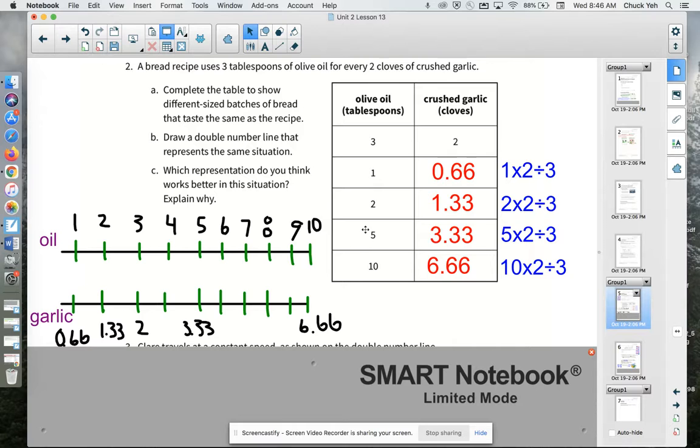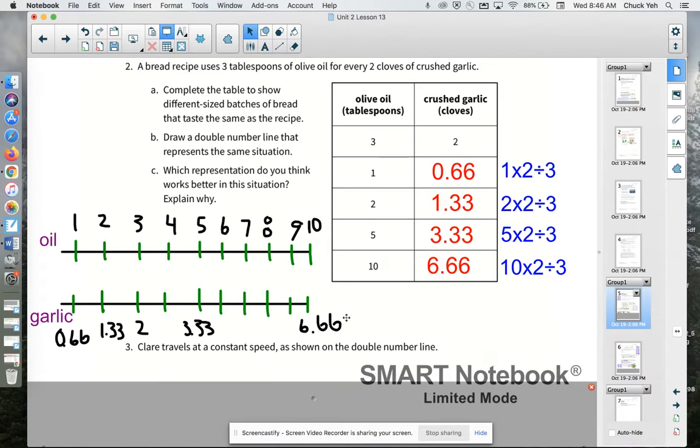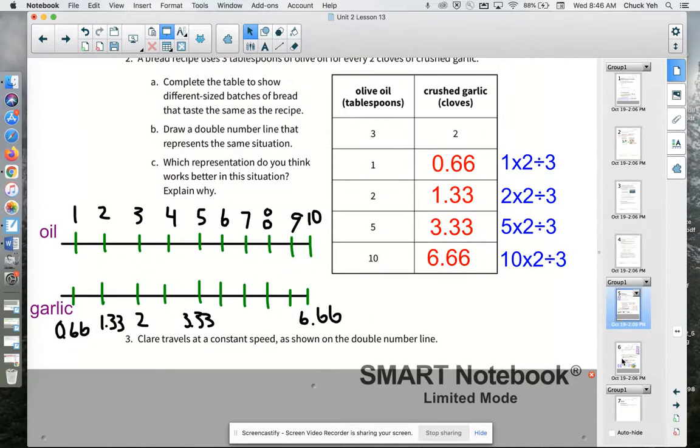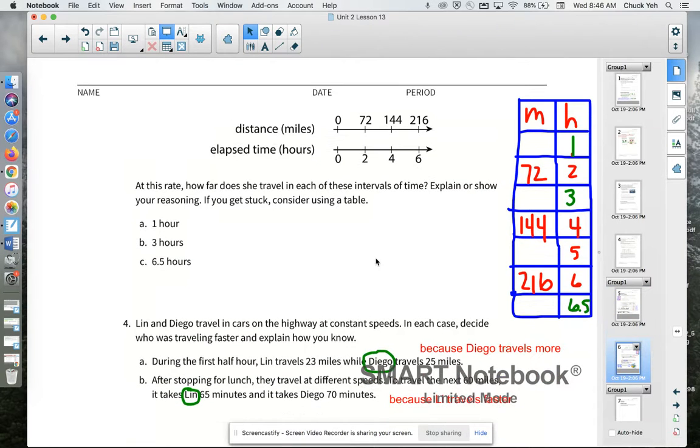So that's number 2. Number 3, Clara travels at a constant speed as shown on the double number line. So right here. At this rate, how far does she travel in each of these intervals of time? Explain or show your reasoning. If you get stuck, consider using a table. This is the big thing, class. Explain or show your reasoning. And then it's not multiple choice.